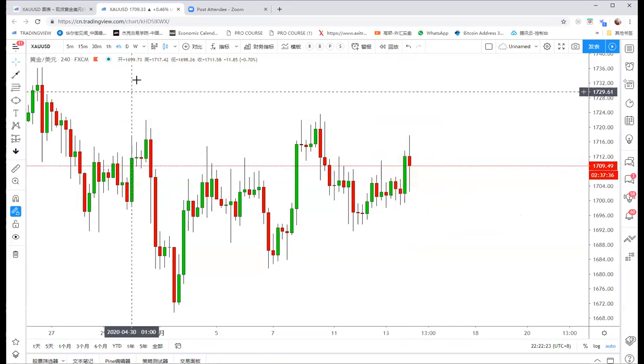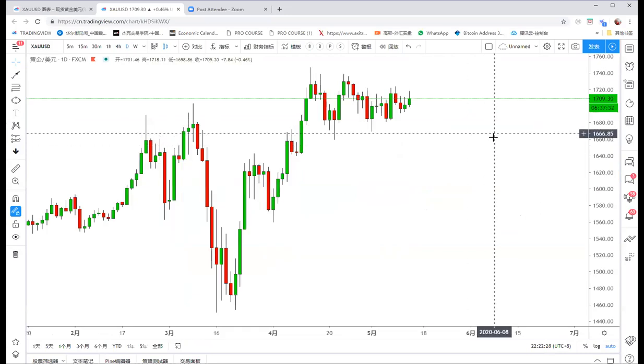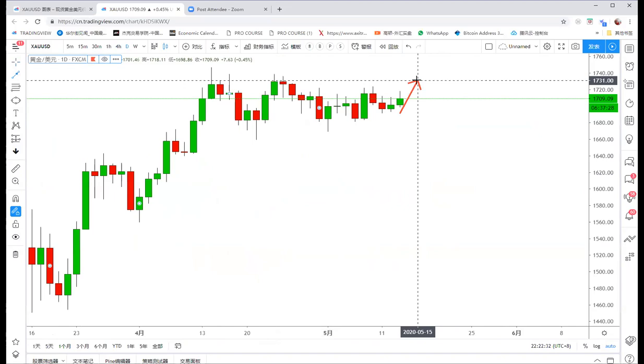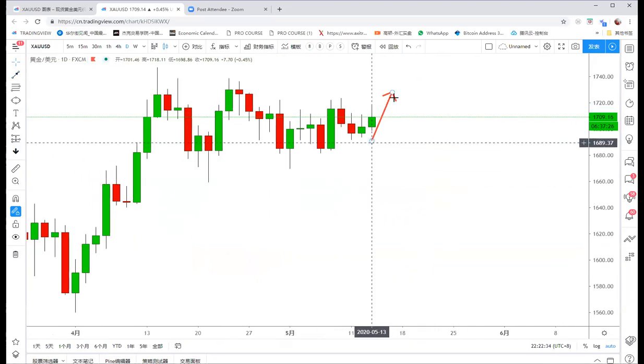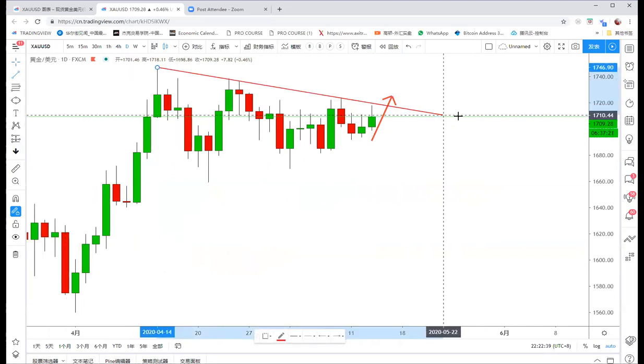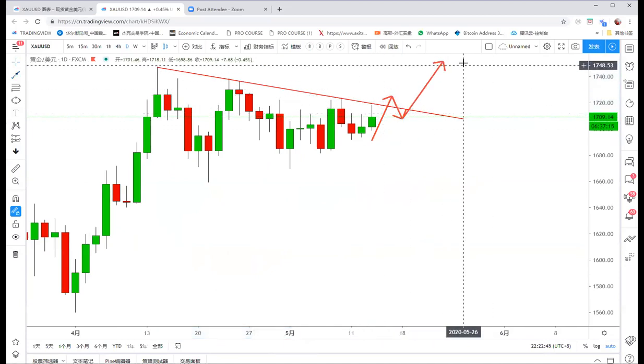Okay, so in the daily chart, this is the first step. Because we know that if my first target 1725 is hit, most likely the gold is going to break out, and it may have another pullback, and then the price will continue to rally.